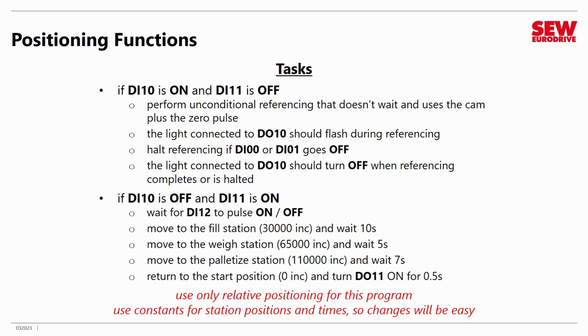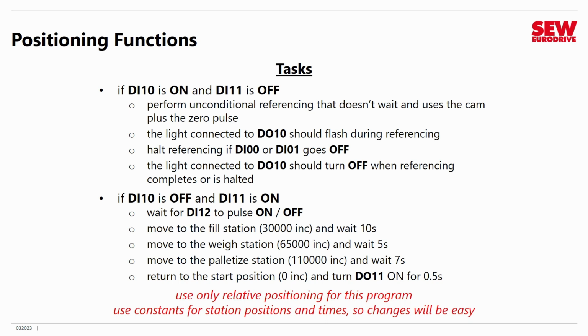Here are the tasks. If DI10 is on and DI11 is off, then perform unconditional referencing that doesn't wait and uses the cam plus the 0 pulse. It flashes DO10 during referencing. You can halt it with either control or inhibit or enable by turning it off. And the light connected to DO10 should stop flashing when referencing completes or is halted. Guess what? That's all your existing code. So that part of your program's already written. You don't have to do anything. You can just use your current code.